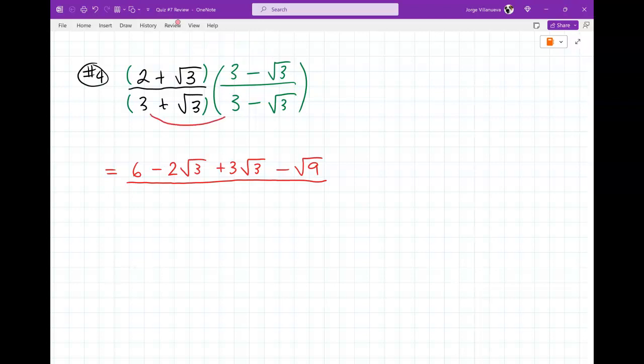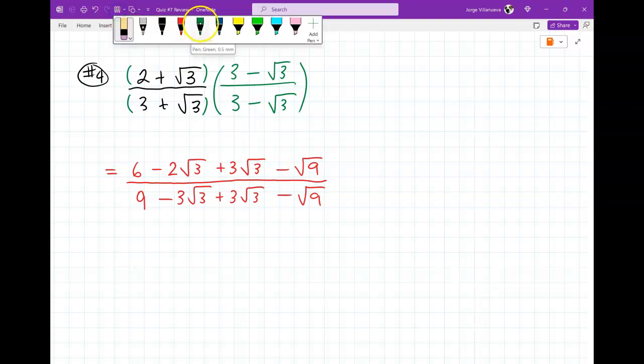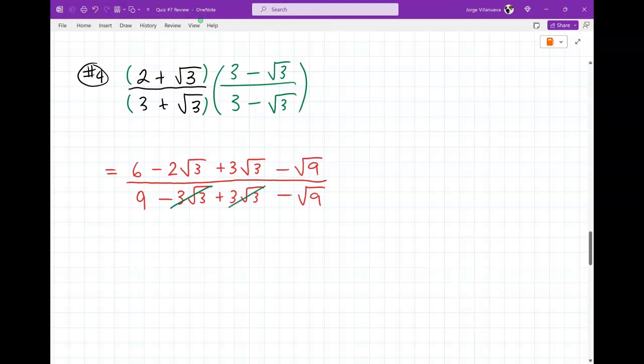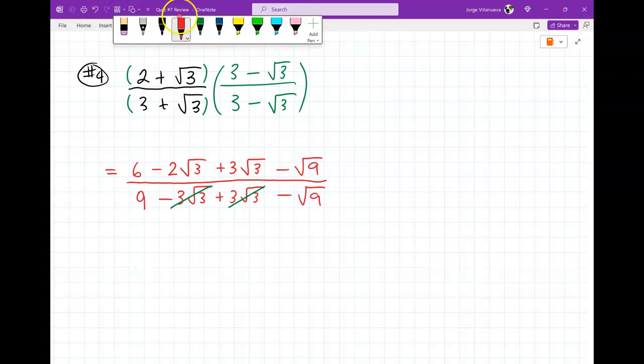Let's do the bottoms. 3 times 3, 9. And then 3 times negative radical 3 is negative 3 radical 3. And then radical 3 times 3 is positive 3 radical 3. And radical 3 times negative radical 3 is negative radical 9. Now, I told you guys something. If you do the conjugate right, on the bottom part, what's supposed to happen? The middles cancel out. And do my middles cancel out? Yeah, on the bottom, these are gone. So that means I did that right, at least on the bottom. The top part, we can't really tell, because it doesn't mean stuff's going to cancel. But we'll keep working.